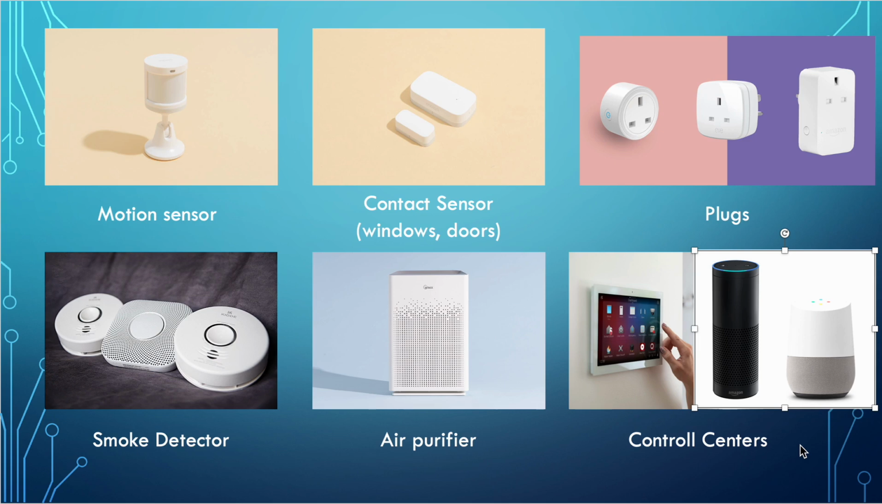So the control centers are also one of the main components, and the most important example, or the device, or the physical object in an IoT system, because the human interaction would be mainly with the control centers.